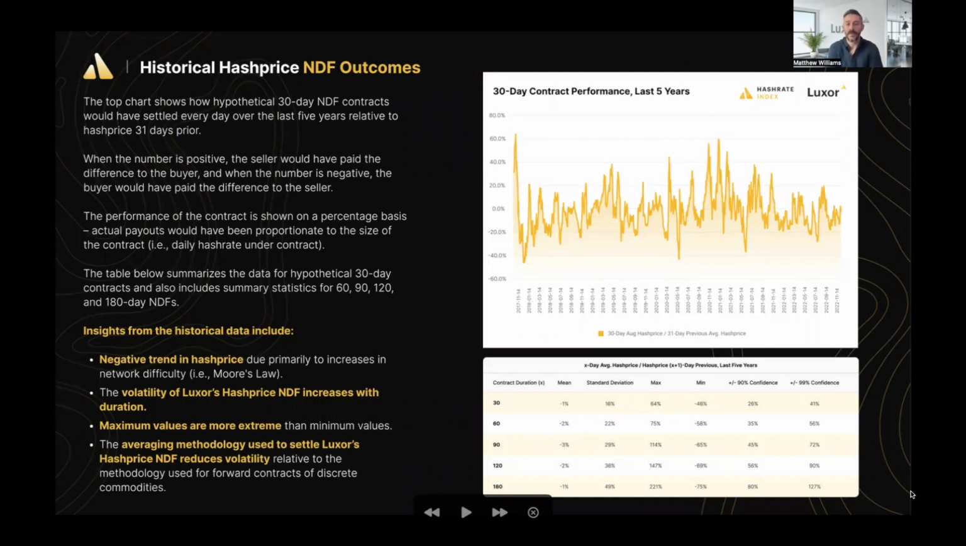Some other observations from this historical hash price data, not surprisingly, hash price volatility increases with the duration of the contract. We also see that hash price volatility can be somewhat muted by the floating price settlement of the contract, and that's relative to Bitcoin price. And then lastly, this is common in most derivatives, the maximum outcomes are far more extreme than the minimum outcomes. And that has to do with the unbounded upside of hash price versus the theoretical floor of the downside.